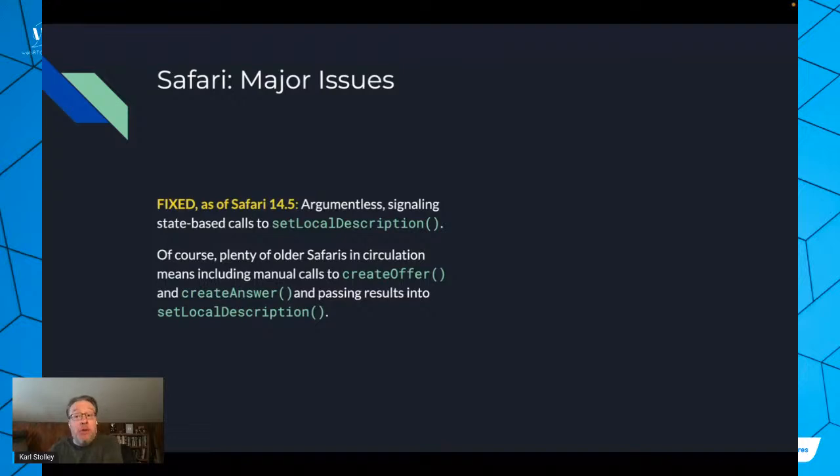We do still, of course, have plenty of older Safaris in circulation, meaning that we do have to make manual calls to create offer and create answer and pass those results in a set local description. I cover that in depth in my book, again, because that is a significant thing. There are older iPhones on the market that are stuck at whatever older version of iOS. So we still need to hit the browser that's running on there, and we can do that.